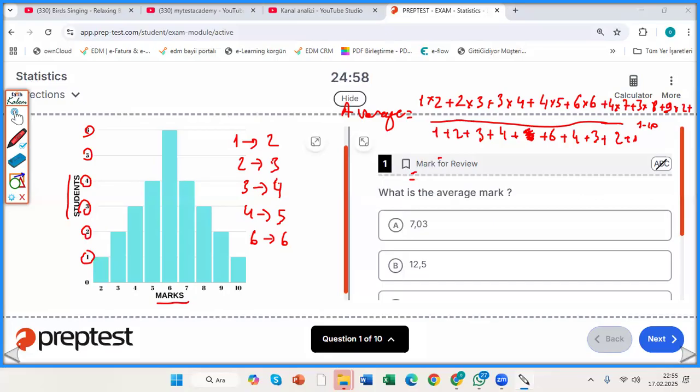If I'm not mistaken, just a second, 2 plus 6 plus 12 plus 20 plus 36 plus 28 plus 24 plus 24 plus 18 plus 10. Okay. If I'm not mistaken, in total it is 156.